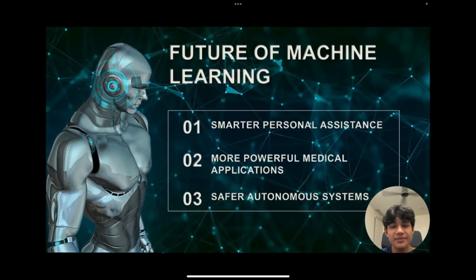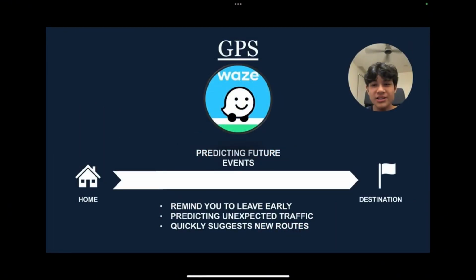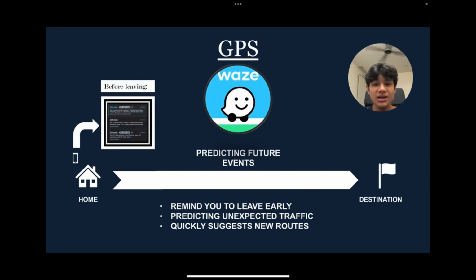Hi, so I'll be talking about the future of machine learning. First, we have smarter personal assistants where we have GPS and personalized recommendations. A popular GPS we use is Waze, so when we leave home, we will usually use the app on our phone and see this before we head to our destination. This shows how Waze is used to predict future events and suggest the best routes.